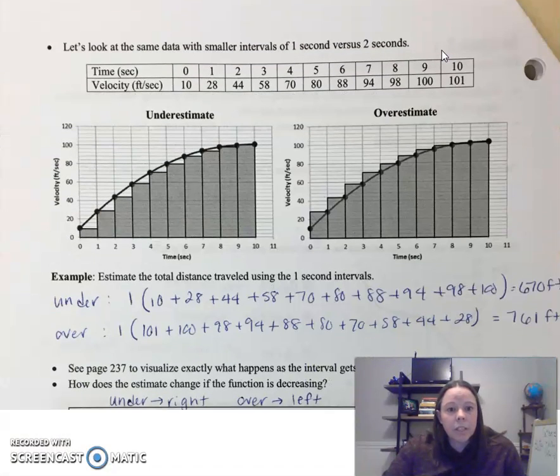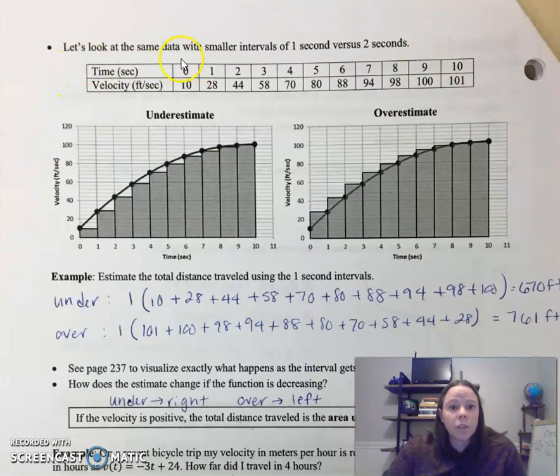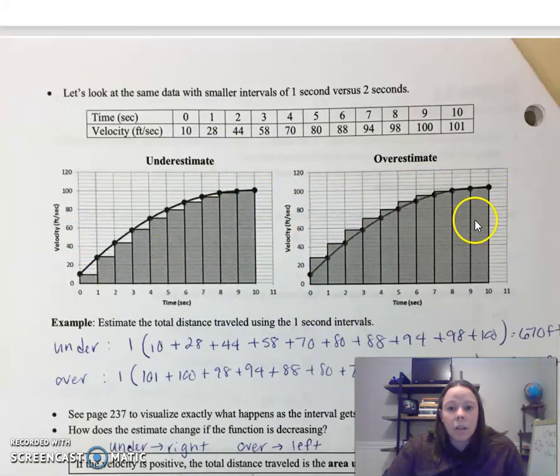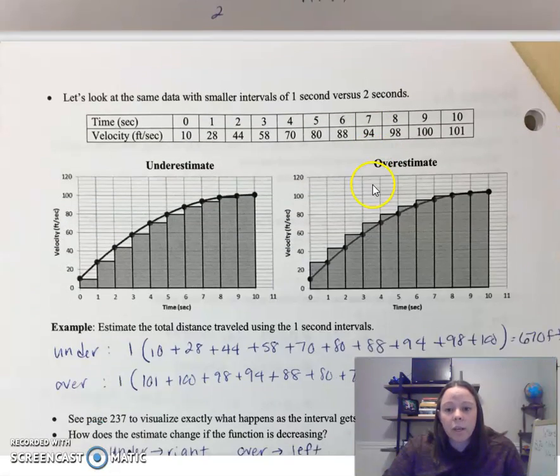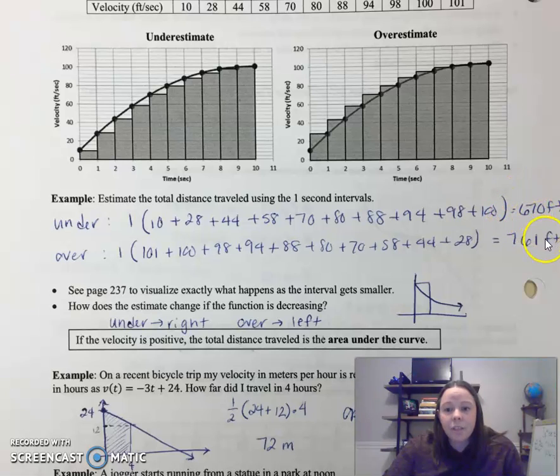All right, so here's another example. That's actually the same one. So let's look at the same data with smaller intervals of 1 second versus 2 seconds. So now you can see you're creating more rectangles. And we went from an underestimate of 620 and an over 802, and now our under is 670 and over is 761. So notice they're closer together because you're using more rectangles. You're using more data to get the area under the curve.